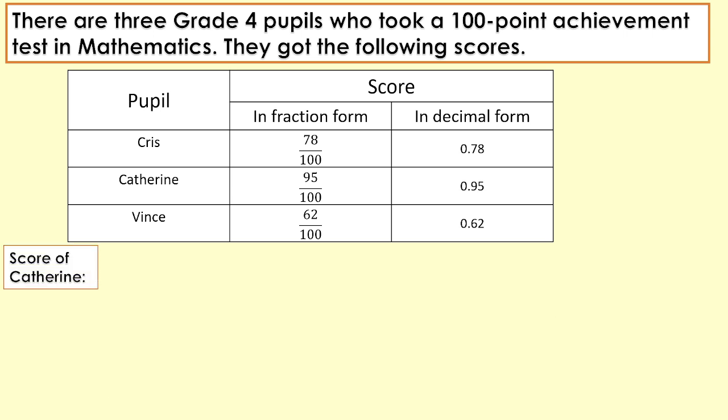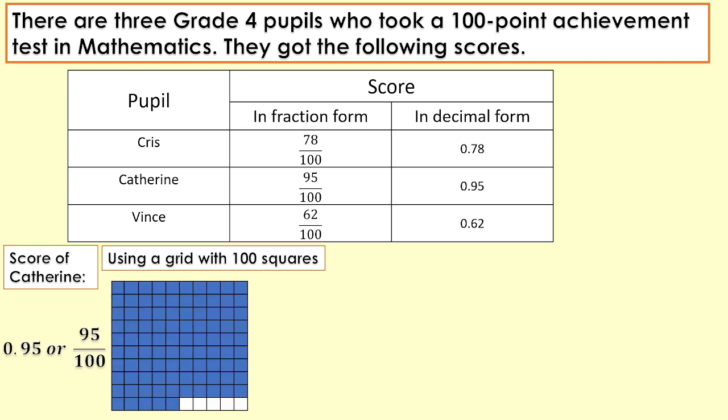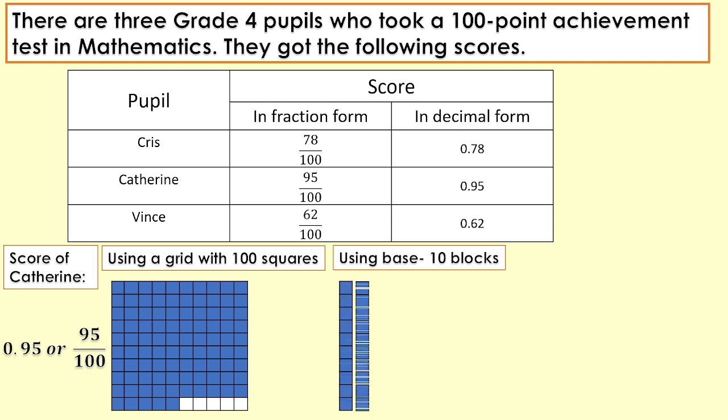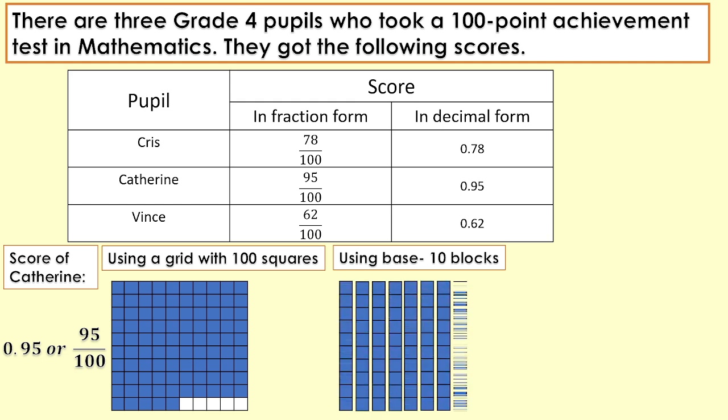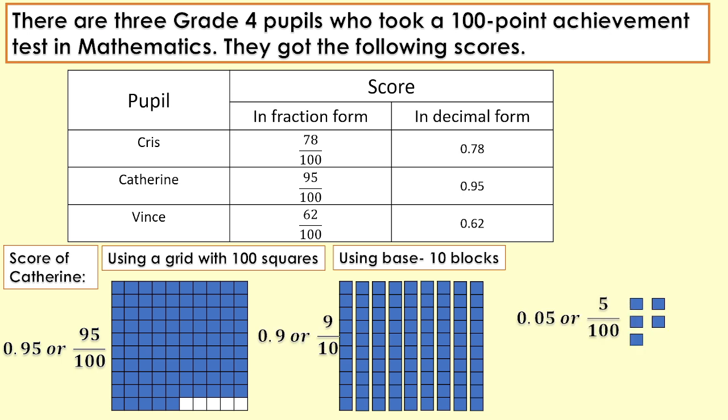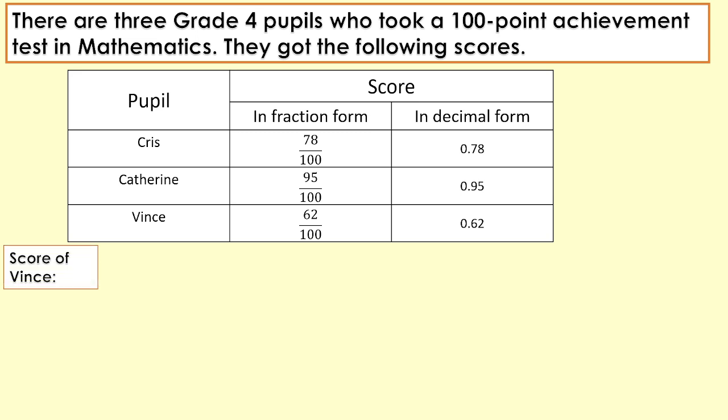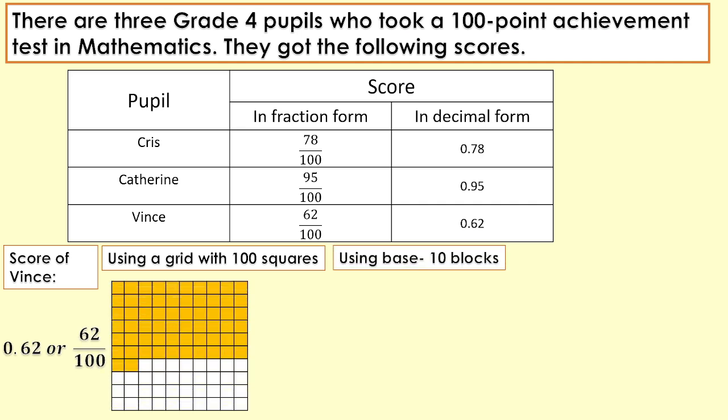Score of Catherine, using a grid with 100 squares. So in fraction form, we have here 95 hundredths. In decimal form it is 0.95. Using base 10 blocks. Next, score of Vince, using a grid with 100 squares. Using base 10 blocks.